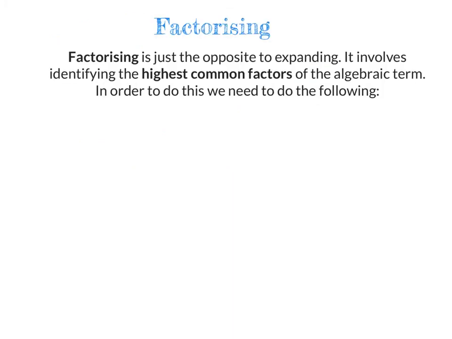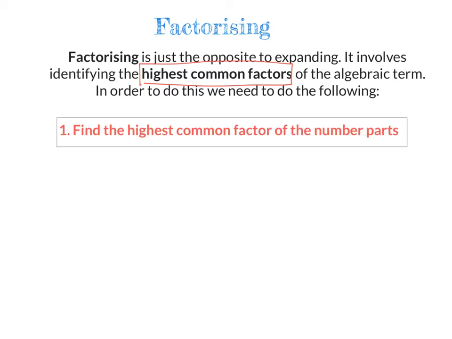Let's move on to factorising now. Factorising is just the opposite to expanding, as I explained just before. It involves identifying the highest common factors of an algebraic term. In order to do this, we need to take the following steps. Firstly, we need to find the highest common factor of the number parts. So when we have an equation with numbers and variables, this step is only looking at the actual numbers.